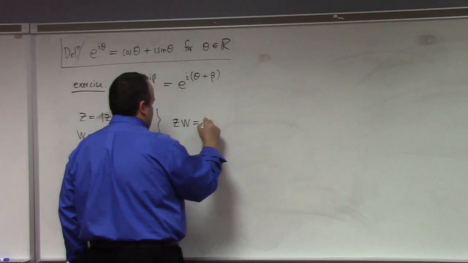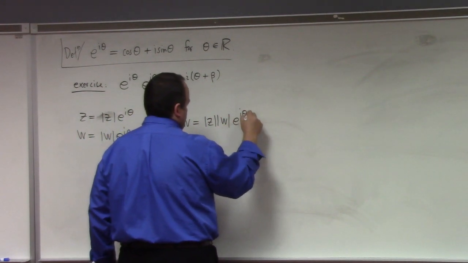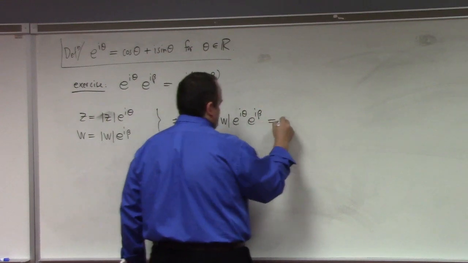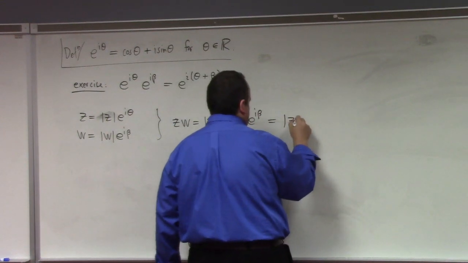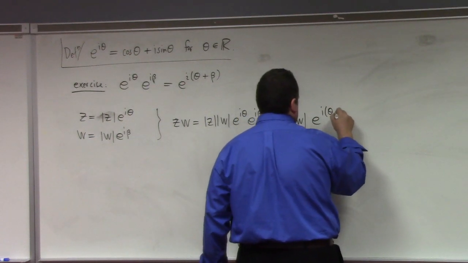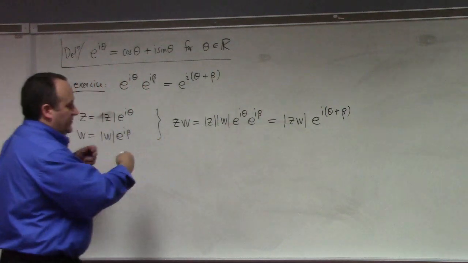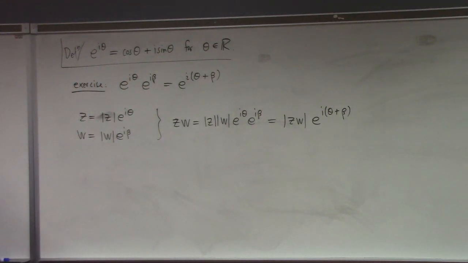We get the modulus of z, the modulus of w, e to the i theta, e to the i beta. But by what I was just talking about, that's the length of zw times e to the i (theta plus beta). So, two things: when we multiply complex numbers, the length of the product is the product of the lengths, and the angle is the sum of the standard angles. So, definition.